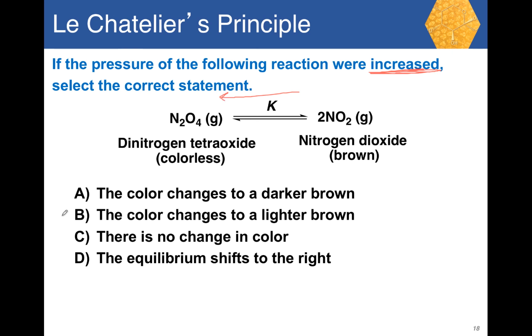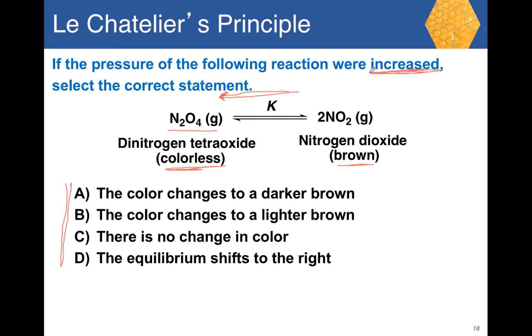But the possible choices here are not given in terms of reactant molecules or product molecules. It is known that this reactant here, dinitrogen tetroxide, is colorless. And the product here, nitrogen dioxide, is brown. So if you increase the pressure, it's going towards this direction. Will it become a darker brown or a lighter brown? Because this reactant is colorless. So again, pause the video and think this one through carefully, because the answer is on the next slide.